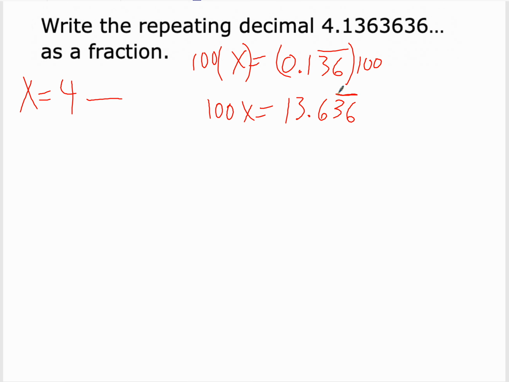The repeating bar goes not above the 1. I would not write 13.63 and then put it like that, because that gets it out of order. It's not 636363. It's 363636. And those are 2 different numbers, right? So we can't put the repeating bar in the wrong spot. Okay.